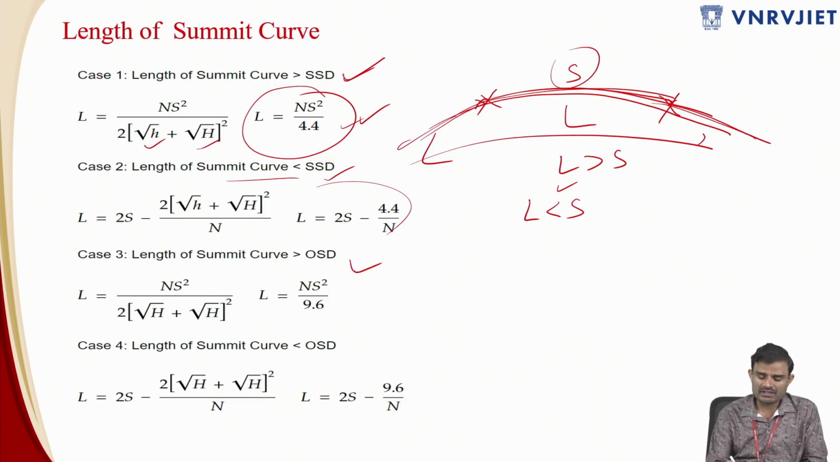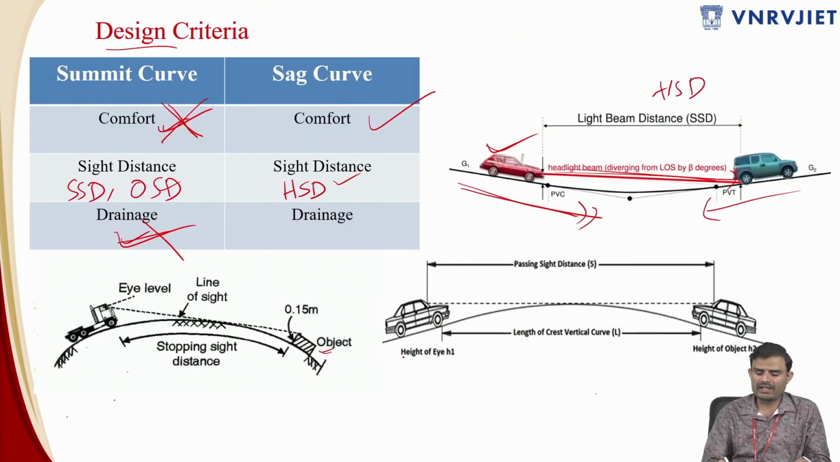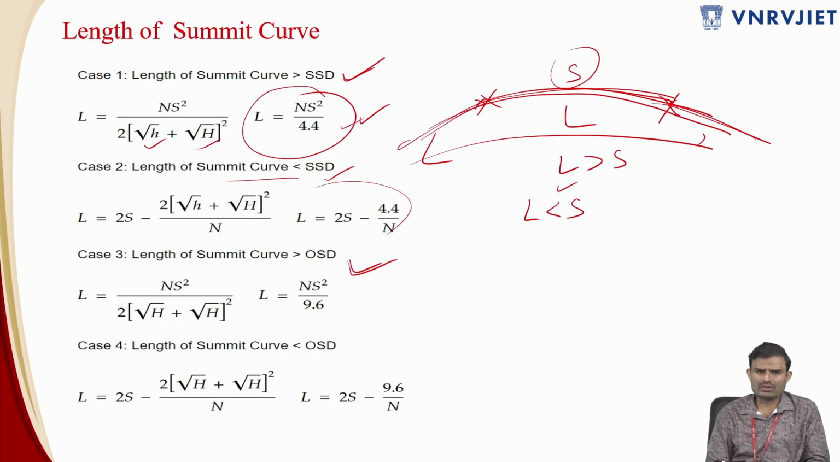Next one, the length of the summit curve in terms of OSD is N S squared divided by 2 into the square root of capital H plus small h, because we are having two vehicles only in terms of overtaking sight distance. So there is no object point of view over here. Of course, the object is taken care of in SSD, and these are the two vehicles which are present over here. So you have to substitute both heights as 1.2 and 1.2. This value reduces to L is equal to N S squared divided by 9.6.